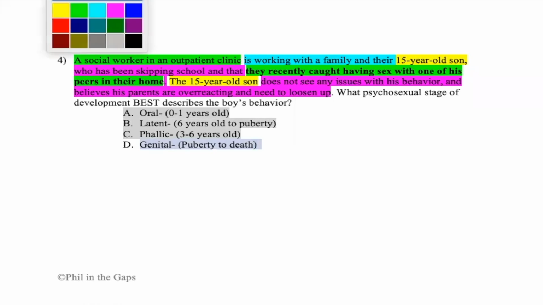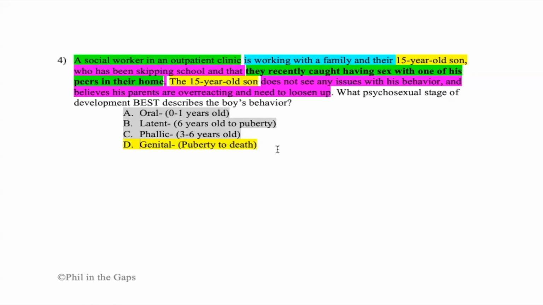So the correct answer here is D, genital stage, because A, again, the oral stage is based on oral stimulation of pleasure derived from survival. B is incorrect because during the latent stage, all of the libido is suppressed in order to focus on socializing. In this situation, it's not suppressed, based on the fact that he was caught having sex with one of his peers. C is incorrect because it does involve genital, but it doesn't involve him identifying it for the very first time. And he's not having the Oedipus complex where he is having a sexual attraction to his mom.